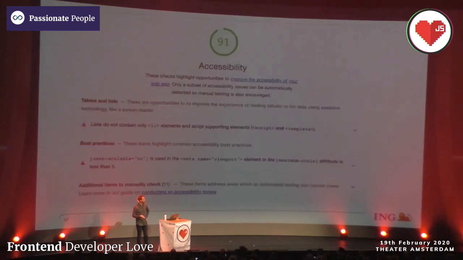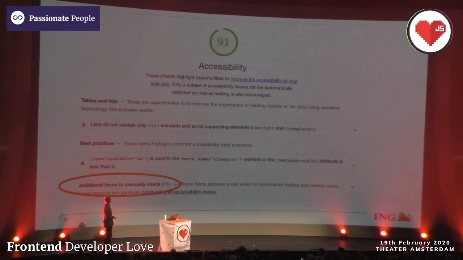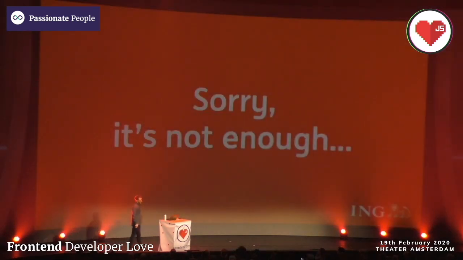This is an example of a result of my accessibility test on a page. As you can see, I still have some work to do, but it gives you a nice explanation of what exactly you need to do, and maybe you also already see it. Oh, damn. There are additional items that I need to manually check. So sorry, it's just not enough. You cannot always automatically detect all of the issues on your page. You need to do some manual work.